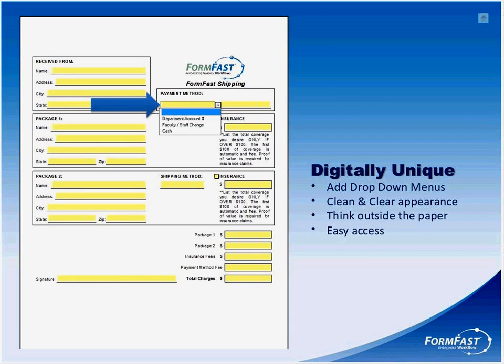clean and clear appearance, and it also allows you to think outside of the paper. Forms as paper, you would normally think of these drop-down menus as checkbox choices. Checkbox choices. Sorry, that was a mouthful. Actually eliminate space in your form. So when you use pull-down menus, it makes it much cleaner, makes it concise, and it also gives them the options that you are looking for them to answer with.